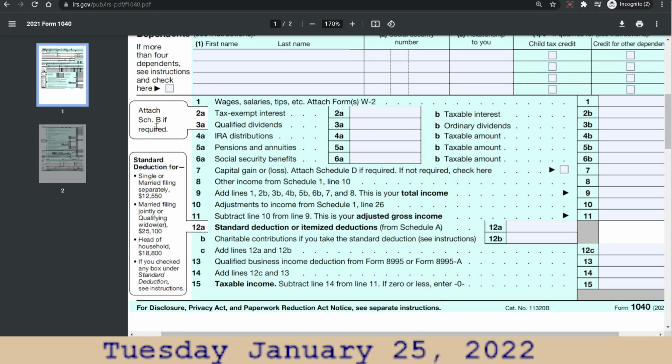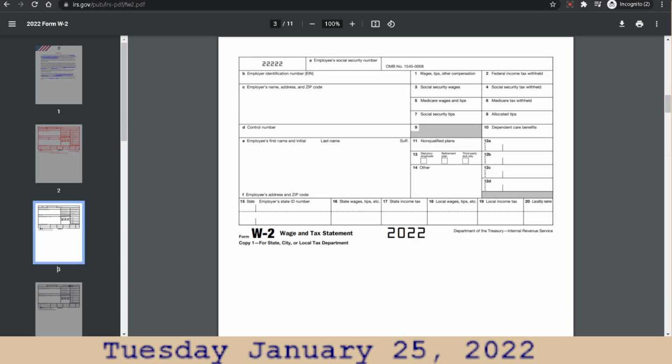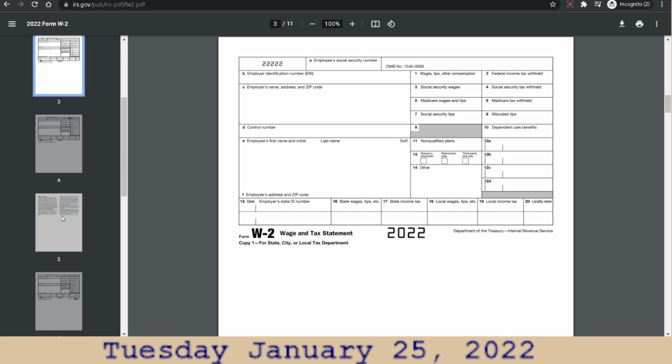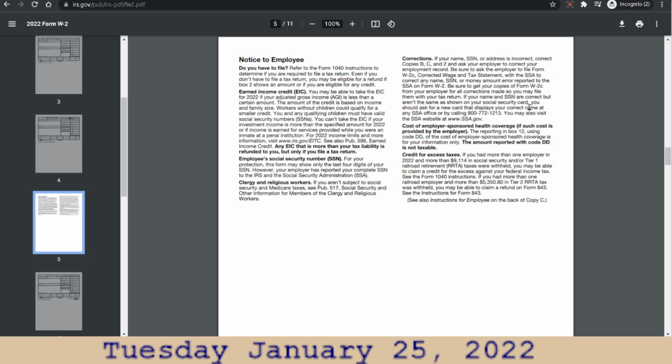Now, attach Schedule B if required. First, what I want to do right now is just look at the W-2. That means that maybe all of this is not going to be 100% filled out if there are other sections in here that apply to you. For the moment, we're just going to look at the W-2 and where that goes in here. So, this one says wages, tips, other compensation. Right?